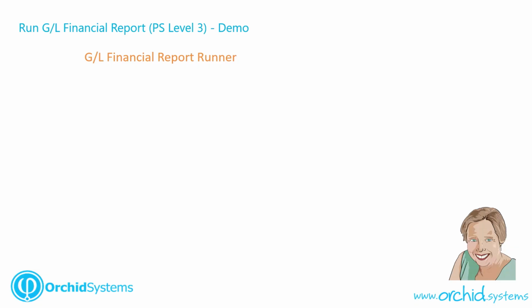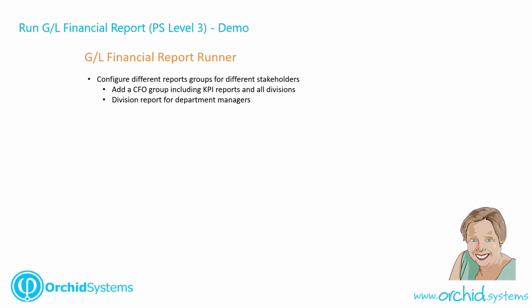Thanks, Natalie. First, we'll have a look at the GL Financial Report Runner. Using the GL Financial Report Runner, you are able to configure different report groups for the different stakeholders. For example, you might have a group for a CFO, which includes all the KPI reports for all divisions. And you might have divisional report groups for the different department managers.